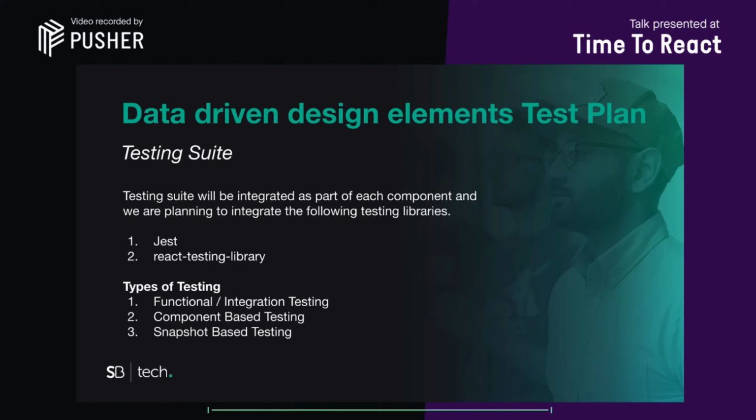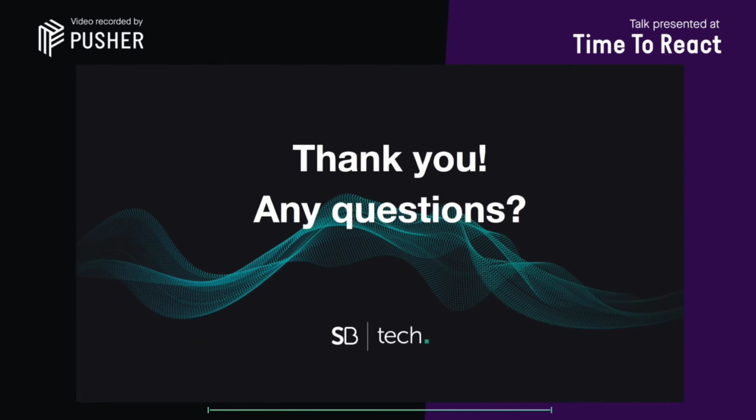That's it. If you have 10 properties, change them in a dynamic way and check whether the proper piece of UI is returned or not. The types of testing that we are currently focusing on are functional integration, component-based testing, and snapshot-based testing. This testing is more than enough for us to ensure our data-driven components are working perfectly. So I hope everyone got the information about the data-driven approach. If you have any questions, please do let me know. Thank you.